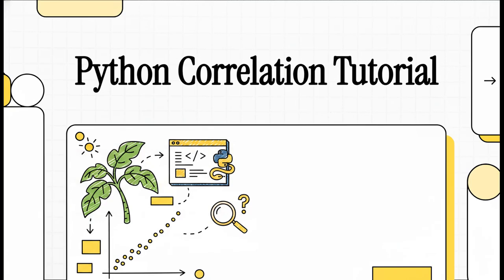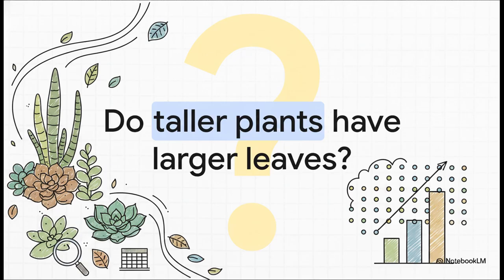All right, let's jump right into this explainer. Today, we're using Python and data science to solve a really fun, real-world mystery about nature. Have you ever looked at a plant and just wondered, do its different physical parts actually grow in perfect proportion? Specifically, do taller plants have larger leaves? It's a simple question, right?